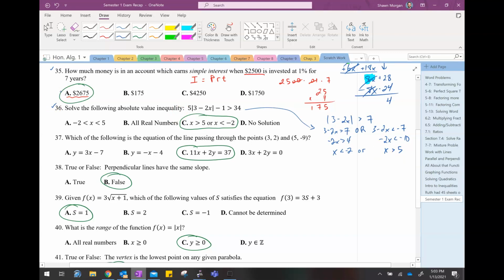Now, number 37 says, which equation is of the line that passes through these 2 points? You can do this one of 2 ways. You could check both points by plugging them into each and every equation, but that takes a while, especially if the answer was like answer D. I'm probably not going to start with answer D, so I will have wasted a little bit of time plugging and chugging. The quicker, more efficient way is to go ahead and find the equation of the line that passes through both of those points.